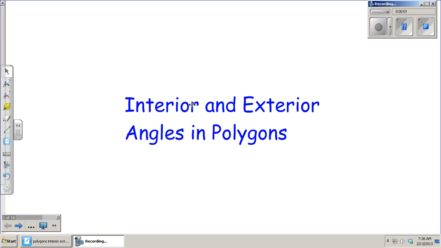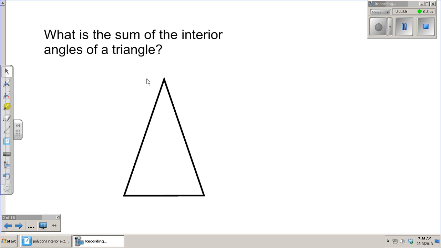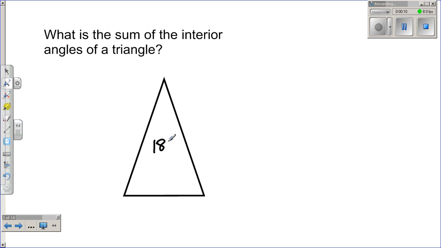Here's a video on interior and exterior angles and polygons. We should know by now that in a triangle, the total degrees of the interior angles is 180 degrees.